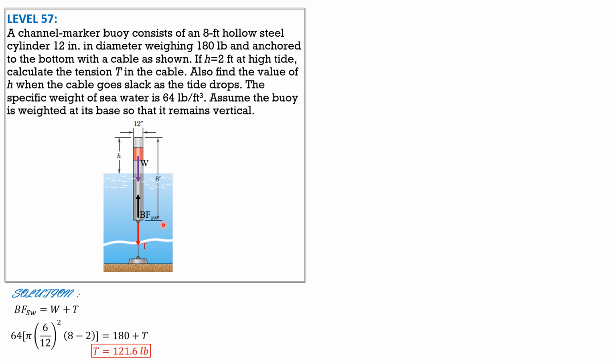That is at high tide. When the cable goes slack, then the tension is 0. So we use the same equation except the tension is 0 here, and the depth of submergence is now 8 minus h. So this is the unknown. Then equate to 180. So 64 pi (6 over 12) squared times (8 minus h) equals 180. Solving for h, the only unknown here, h is 4.419 feet.